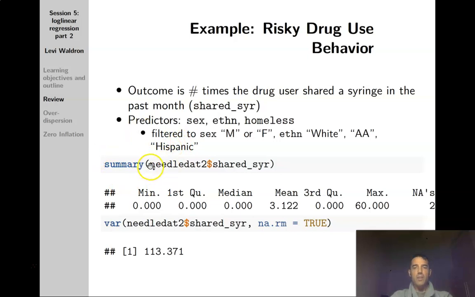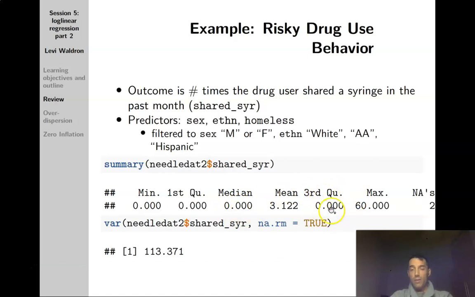Looking at this subset of the data set, just doing the summary, we see that the minimum number of counts is 0, the first quartile is also 0, and the median is 0, which means that half the counts are 0.